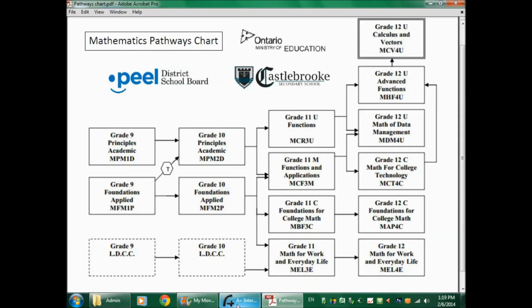Okay? So when you're designing your pathway, always keep in mind where you need to get to, and this chart will help you with how you can get there. Keep those conversations open with your math teacher and guidance counselor, and good luck.